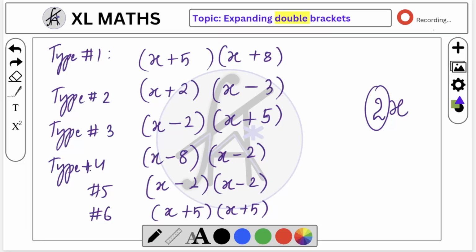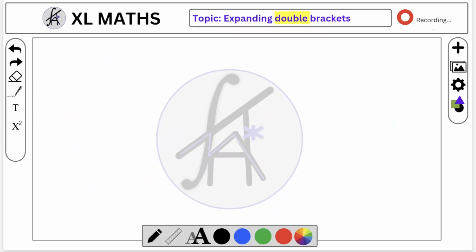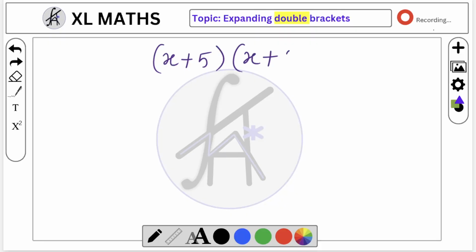So let's get started with type 1 in here. The type 1, when you have both the brackets positive. So if you have x plus 5 and the other bracket has x plus 2, correct? What do we do? You have x that has to multiply with the entire bracket, and then a positive 5 that would be multiplying with the entire bracket again.